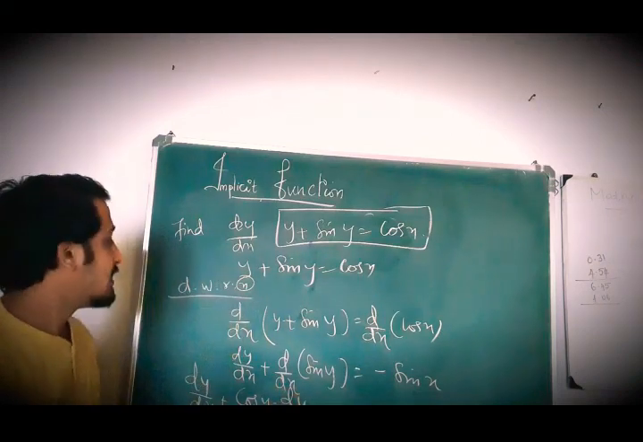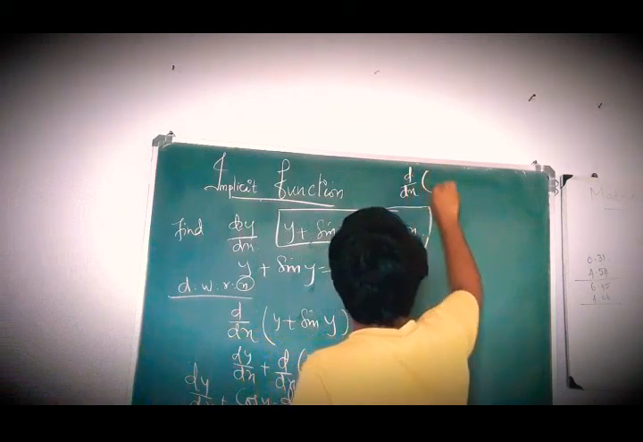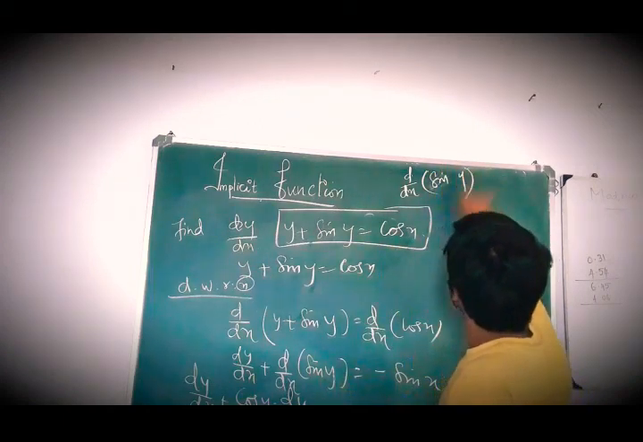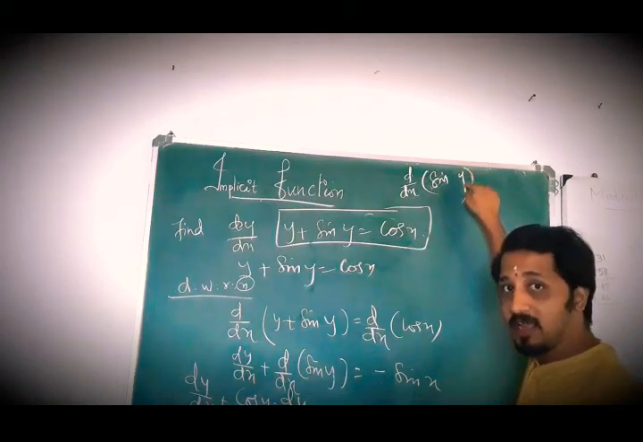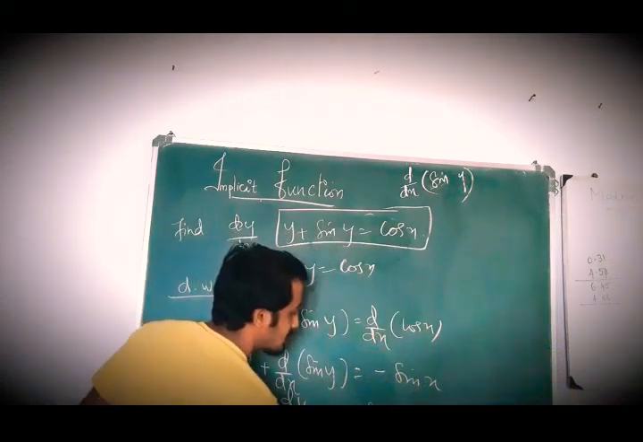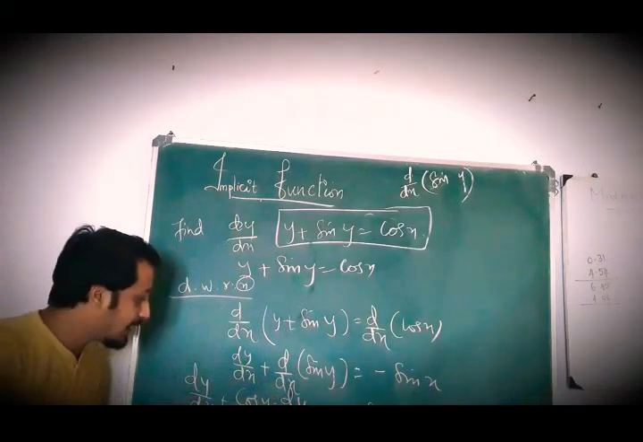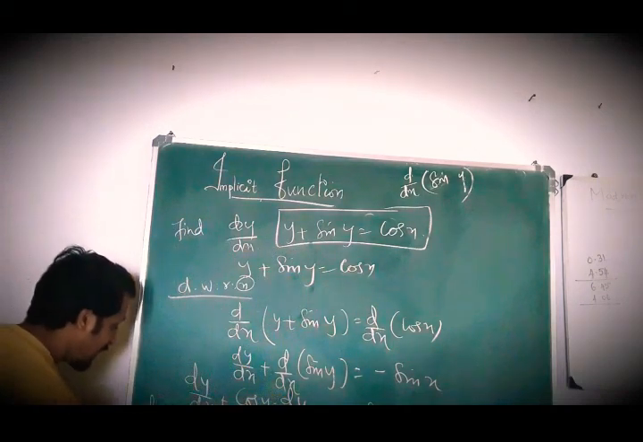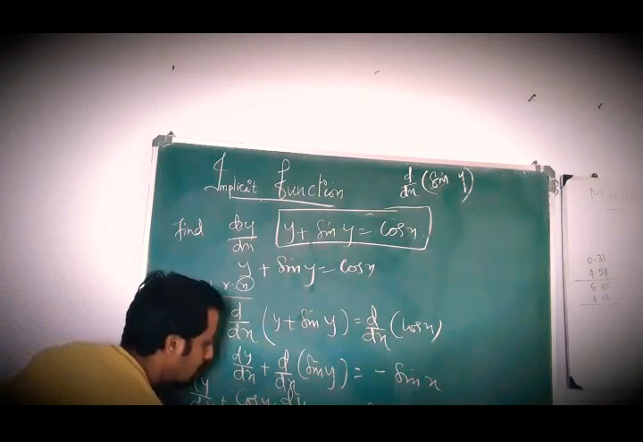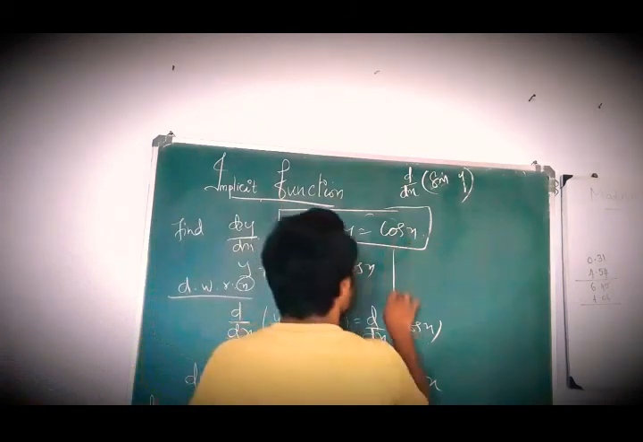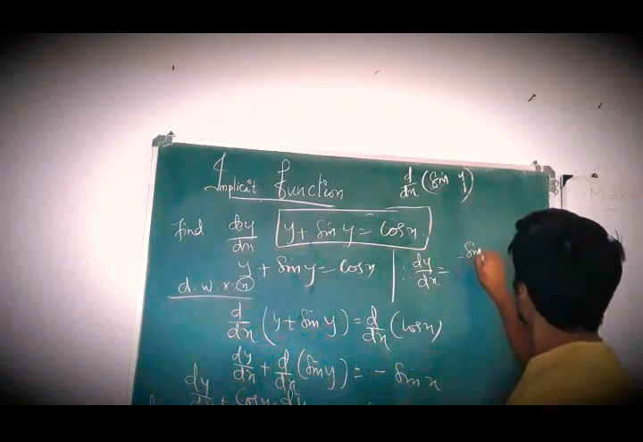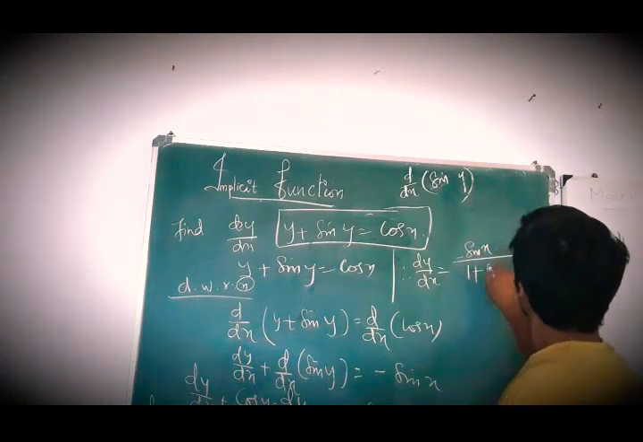See, if I want to write d by dx of any function, the function should always be in terms of x. So here I have sin y. Listen here carefully. In place of x, I have y. So I have to differentiate this y again. Differentiating that y is nothing but dy by dx. So dy by dx plus cos y dy by dx is equal to minus sin x. Yes or no? So dy by dx, can I take common? So dy by dx into 1 plus cos y is equal to minus sin x. Therefore, dy by dx is equal to minus sin x divided by 1 plus cos y.